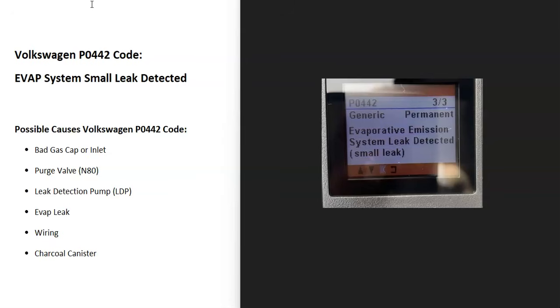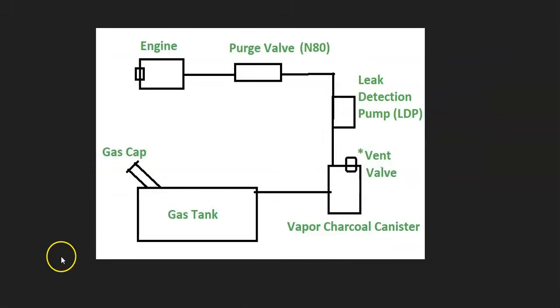Well, it could be a bad gas cap, could be a bad purge valve, could be the leak detection pump, there could be a leak somewhere inside the system, could be in the wiring, and possibly the charcoal canister. And so there's going to be some differences on exactly what's going on inside the evap system, depending on the Volkswagen, the year, and things like this. So it's always a good idea to get a diagram for your specific Volkswagen to know exactly what's going on.